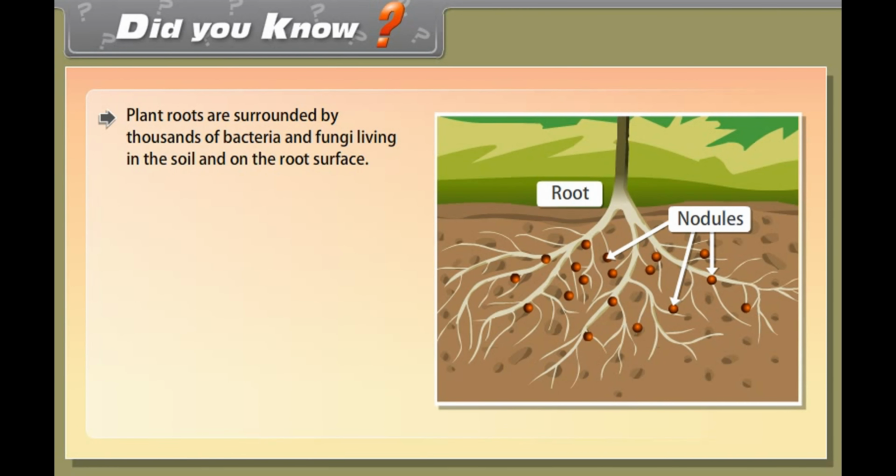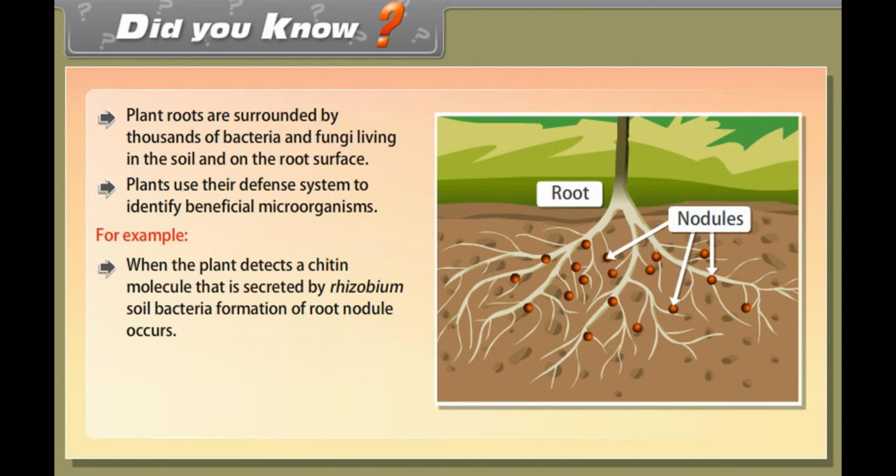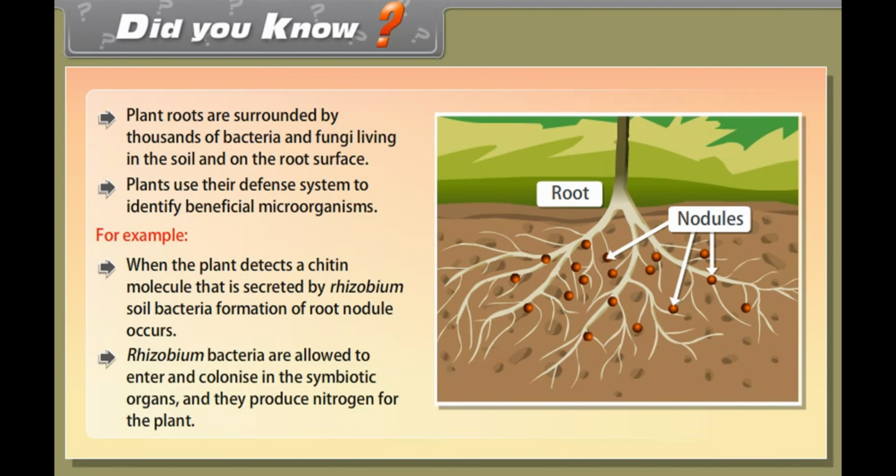Did you know? Plant roots are surrounded by thousands of bacteria and fungi living in the soil and on the root surface. Plants use their defense system to identify beneficial microorganisms. For example, when the plant detects a chitin molecule secreted by Rhizobium, a soil bacterium, formation of root nodule occurs. Rhizobium bacteria are allowed to enter and colonize in the symbiotic organs, and they produce nitrogen for the plant.